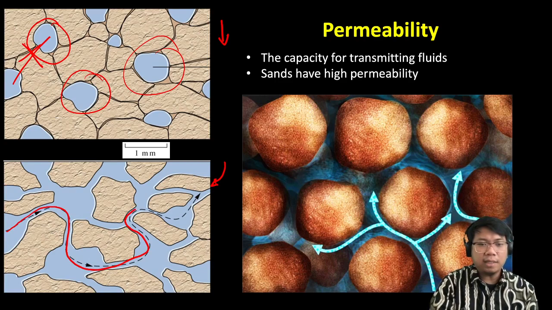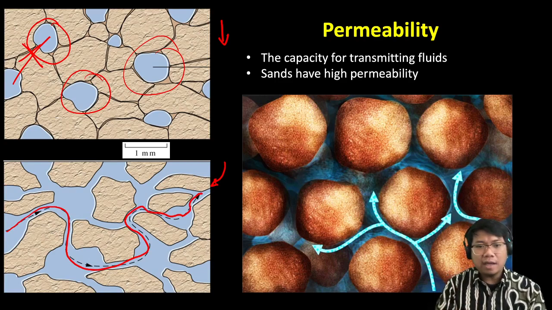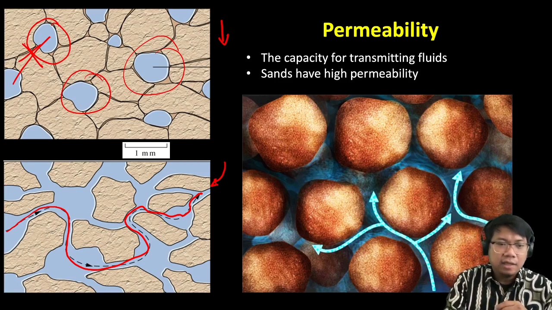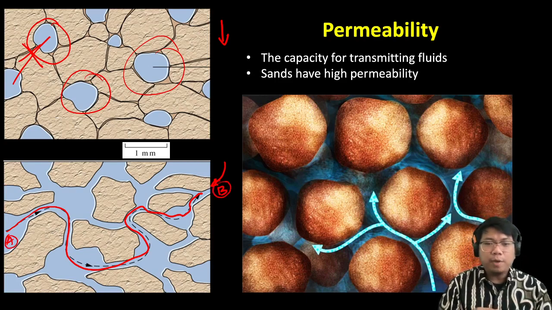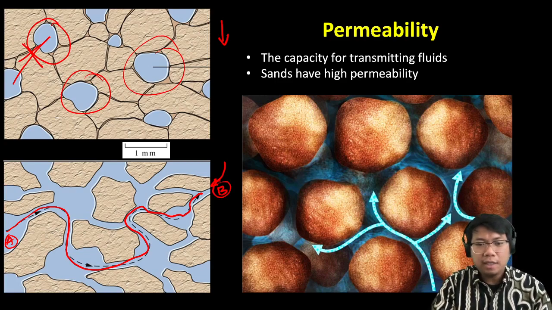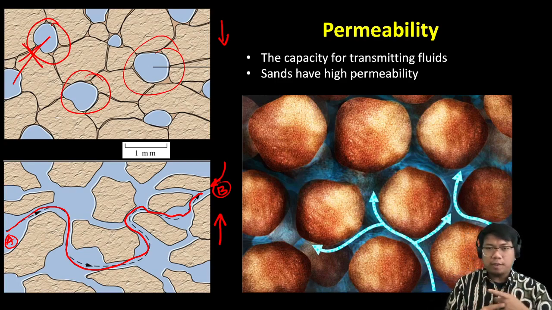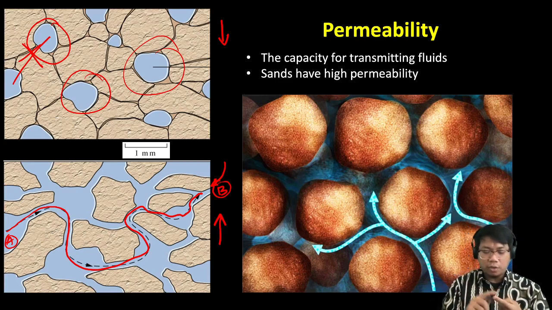And these well connected pore spaces will allow this rock to be able to transmit fluids easily, say from point A here on the left to point B here on the right side. So therefore, the permeability for rock B is much higher than rock A. Okay, so those are the two main rock properties that I want you to know.